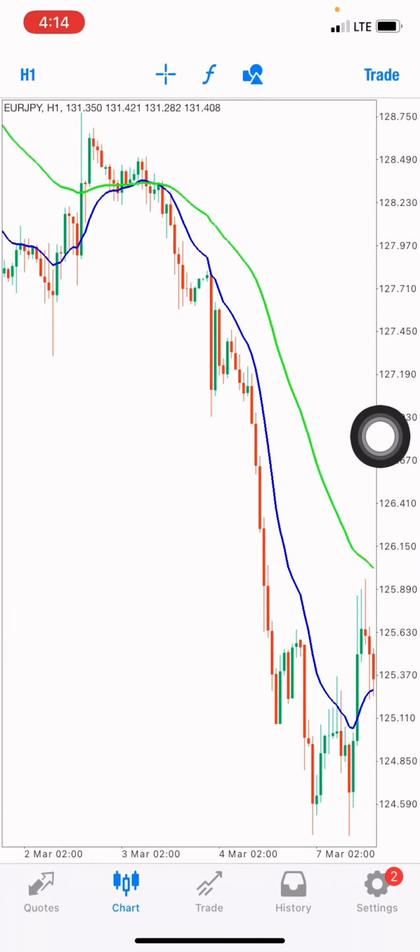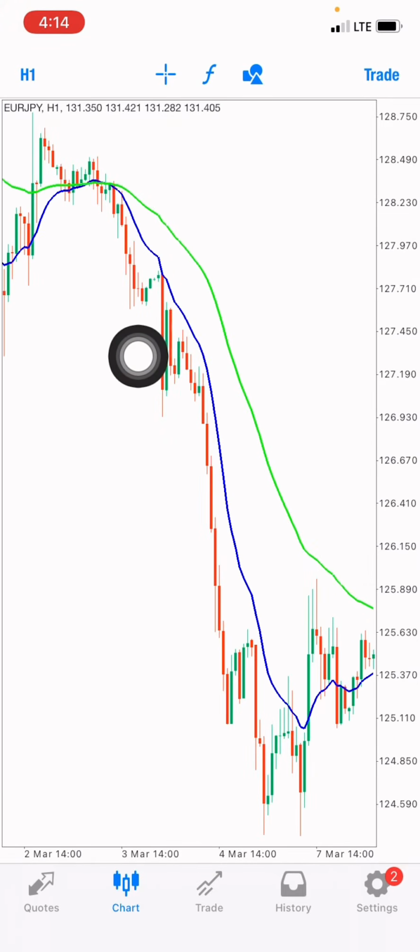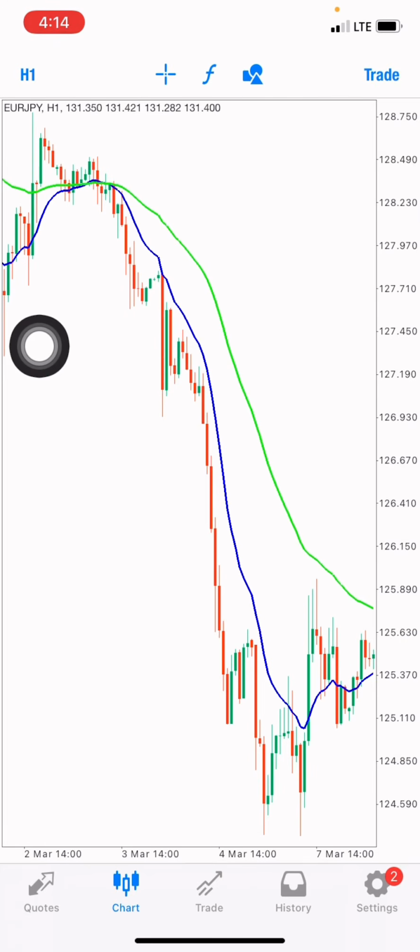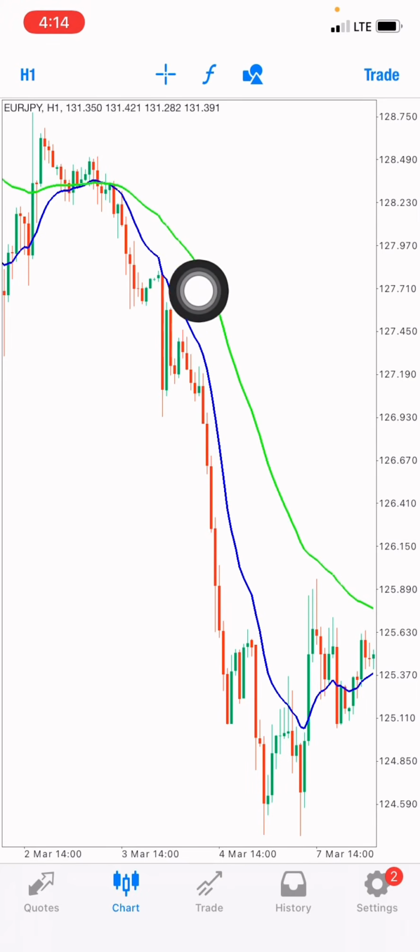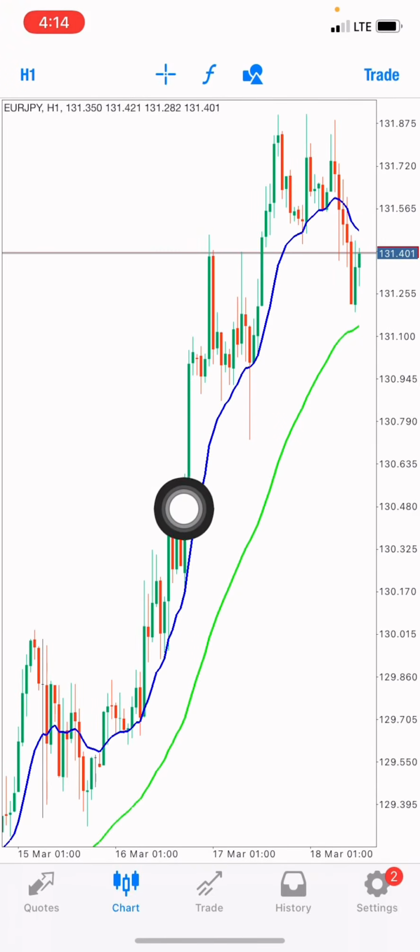But if the market is in a downtrend, you can see the market goes down, and as it's going down, it's below the 14 EMA like this. So this is how you know it's a downtrend: when price is below your 14 EMA. This is for the uptrend; here it's above.